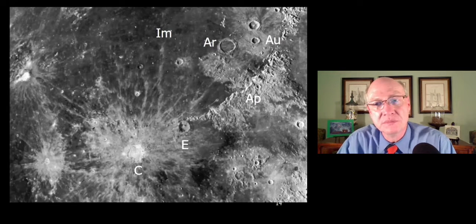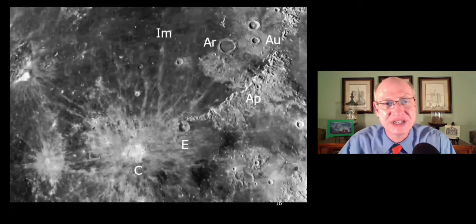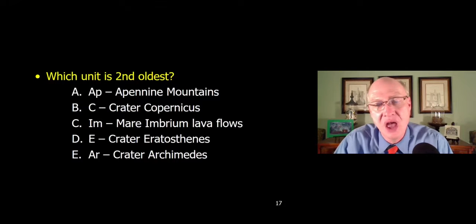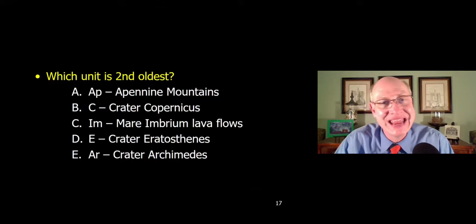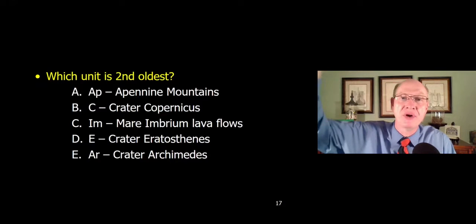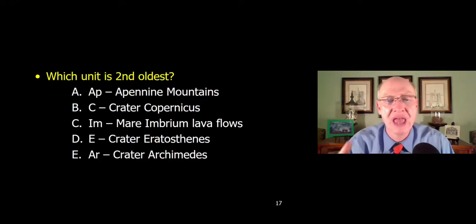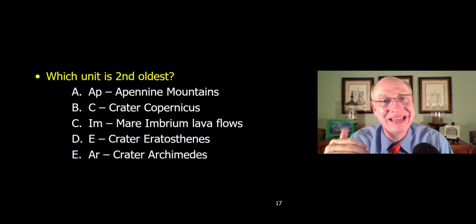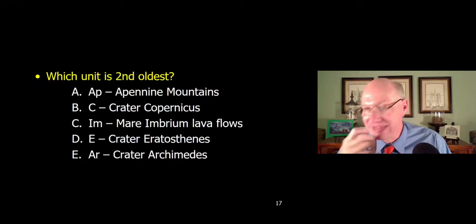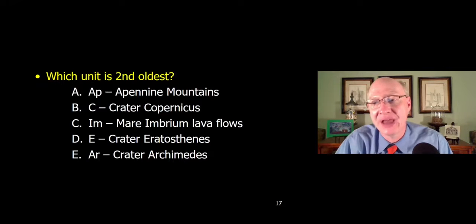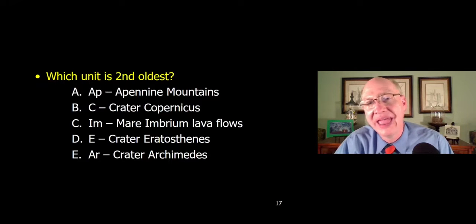All right. Now I want you to answer which is the second oldest. Of all the units that you can see here, which one is the oldest? On your piece of paper with Copernicus at the top, I want you to write the Apennine Mountains at the bottom. What is the second oldest unit? What came after the Apennine Mountains, but before anything else?